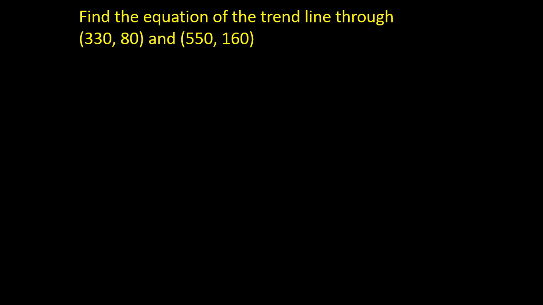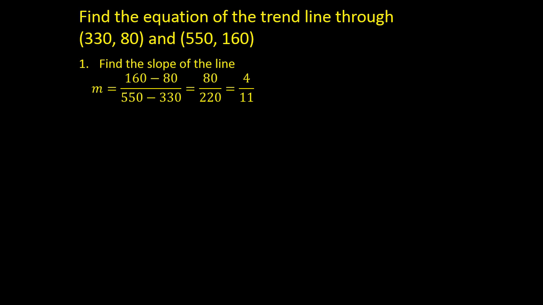So we need to find the equation of the trend line through (330, 80) and (550, 160). So if we find the slope of the line, we need the difference of the y-coordinates divided by the difference of the x-coordinates. We've got the slope of this line as 4/11. The y-intercept of the line we can find by substituting that 4/11 into the slope-intercept form of the equation of the line for the slope, and then we simply need to find a point that's on the line to use as an x and a y that are related to each other.